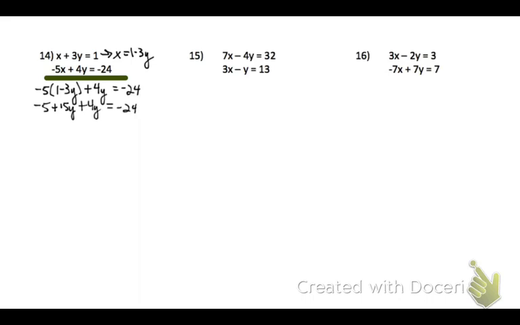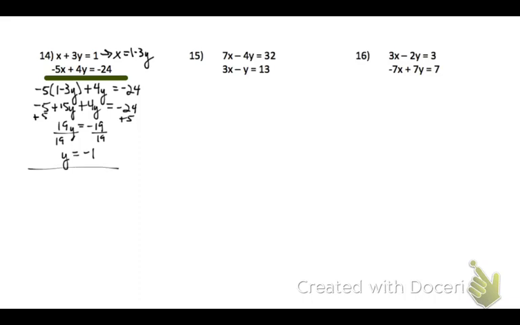Then add my y's together and add the 5. So 19y equals negative 19. Divide both sides by 19. So y equals negative 1.